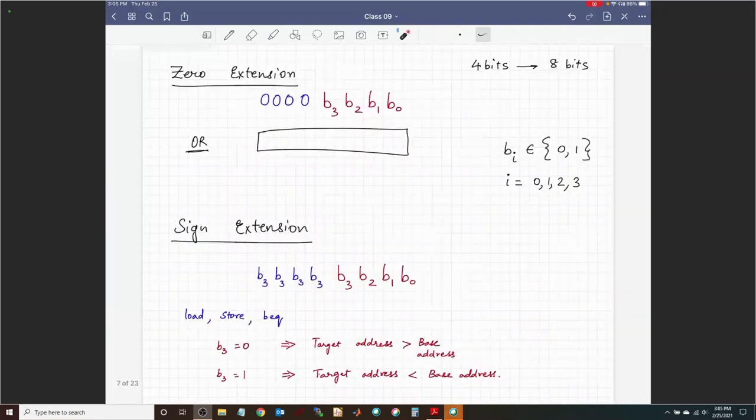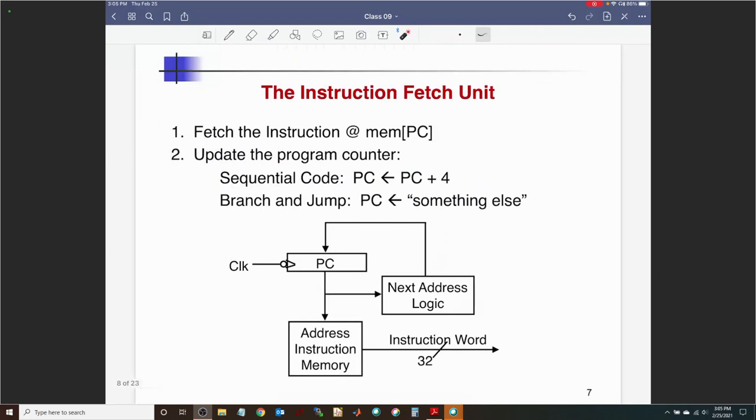Okay, let's move on here. We talked about sign extension. Let's talk about the instruction fetch unit. Pretty simple. I just need to get the next instruction. So what do I need for that? I need an address. Where is the address? The address is in the program counter. So fetch the instruction from a memory location. The address is provided by the program counter.